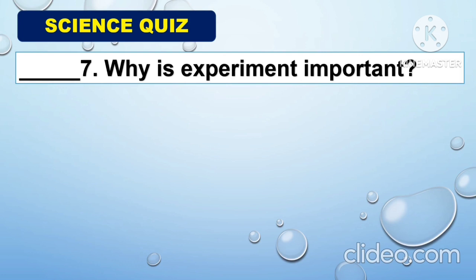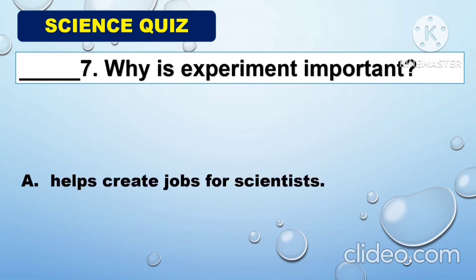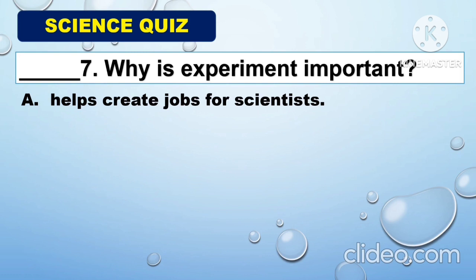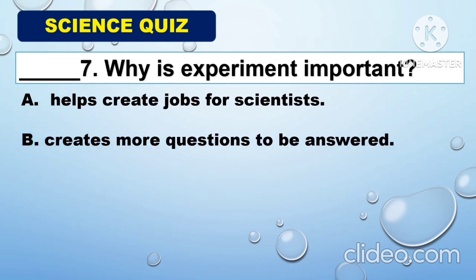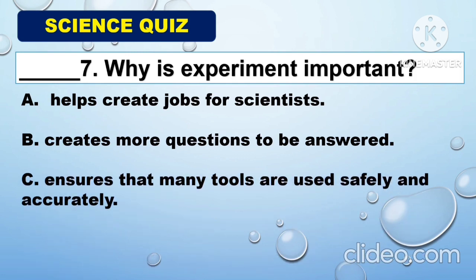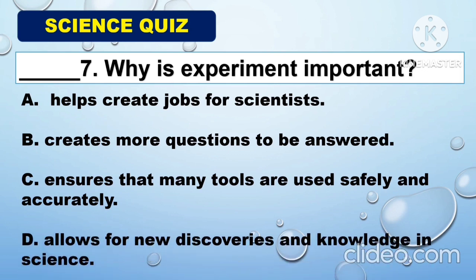Number 7. Why are experiments important? Letter A. Helps create jobs for scientists. Letter B. Creates more questions to be answered. Letter C. Ensures that many tools are used safely and accurately. And letter D. Allows for new discoveries and knowledge in science. The answer is letter D.